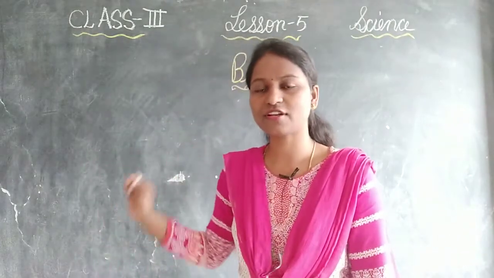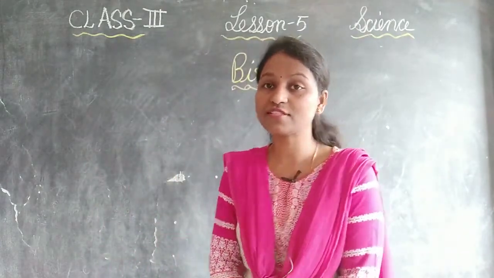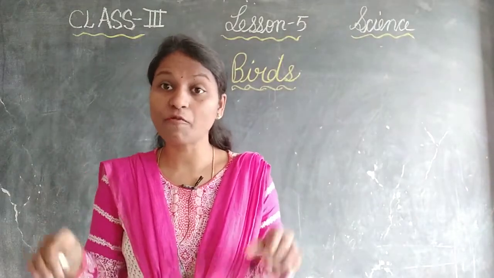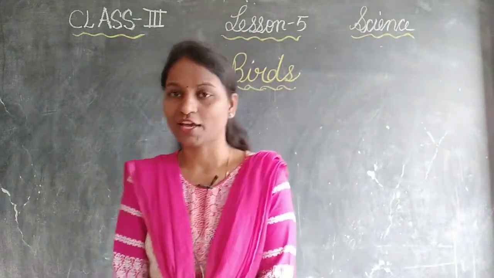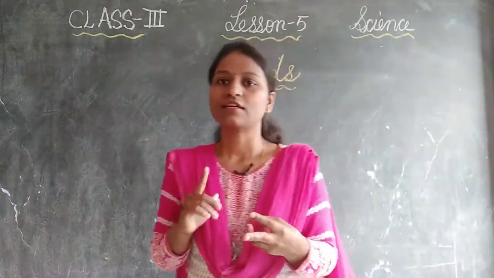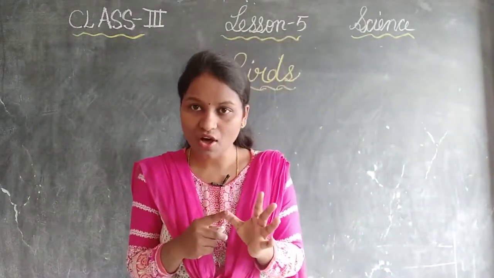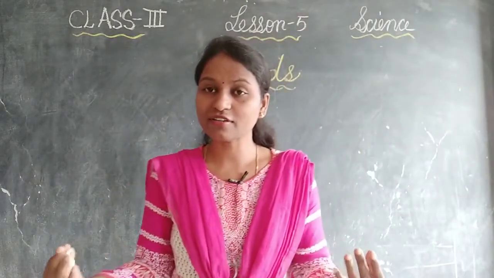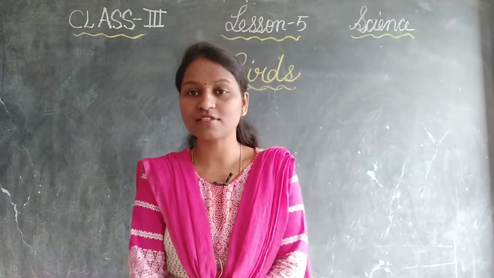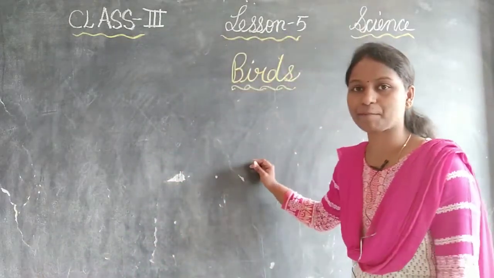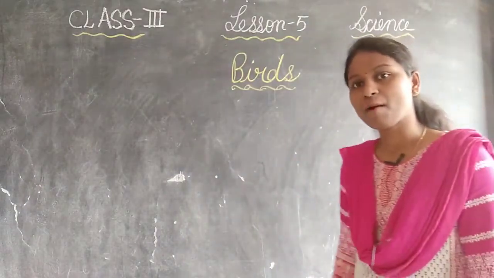The third class children, we have learned about different types of birds and different types of beaks, and we have completed them. First of all, what do they have? They have wings, feathers, beaks, feet and claws. Yes, and different varieties of birds are present in our environment. So in the birds chapter we have completed the types of beaks.